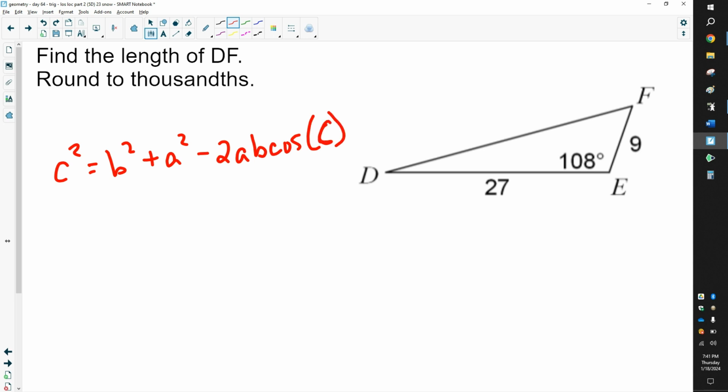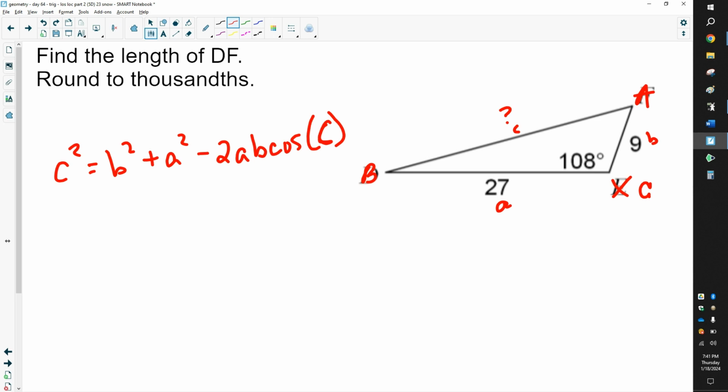Now, we're asked to find DF, which is this length right here, and my strategy for this is to call the length I'm looking for lowercase c. That automatically makes angle E here relabeled to become uppercase C. And a nice feature of this formula is the fact that A and B do the same things in the formula. Both A and B are squared and multiplied, so I can call either of the other points A or B, and then of course the other vertex can be the other letter. So I've called A and B 27 and 9, but you could have also done 9 and 27 if you prefer.